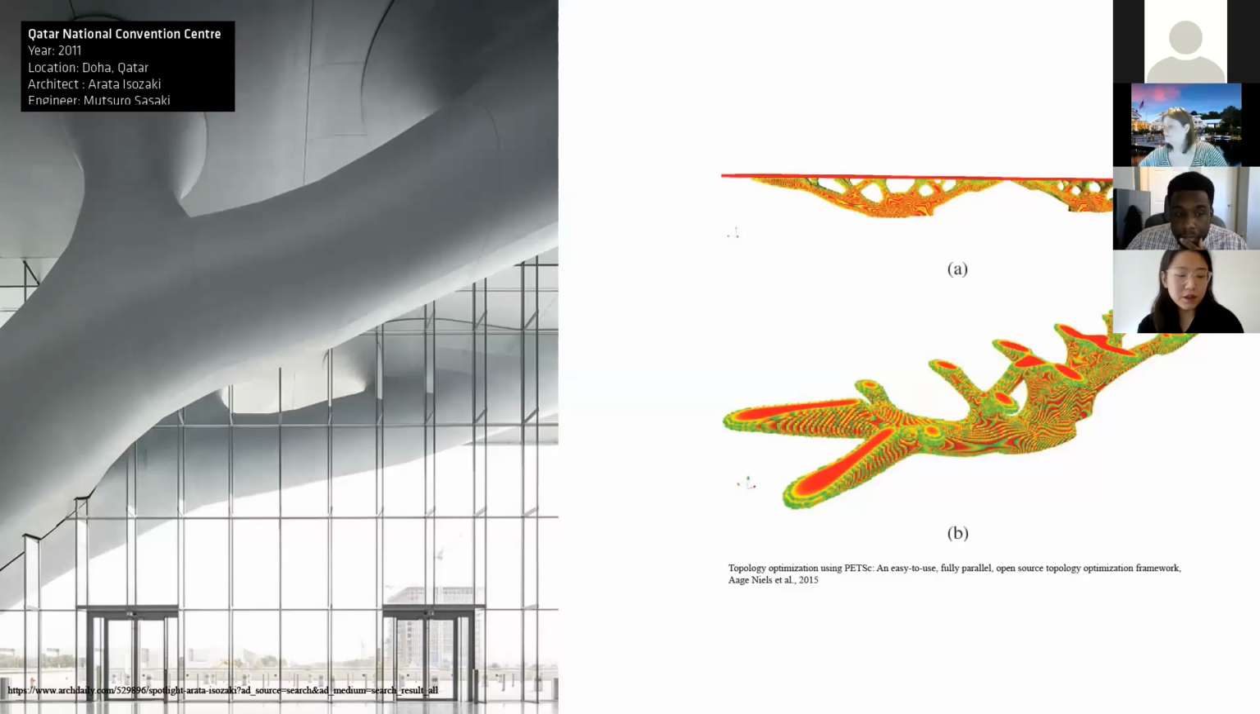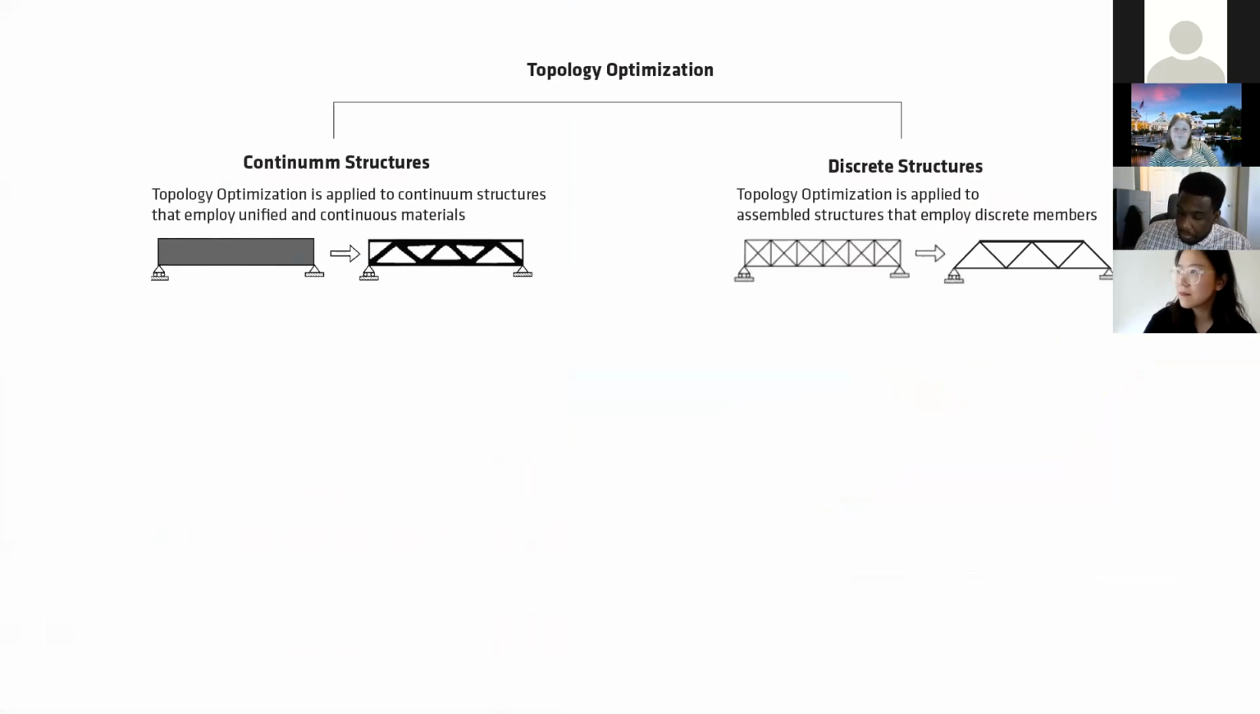I found these structural elements were the product of a type of topology optimization algorithm called evolutionary structural optimization. Use of this algorithm results in natural forms that are very much relevant to the field of biomimetic architecture. Through my research, I found there are two major types of structures that utilize topology optimization: one is continuum and the other is discrete structures.